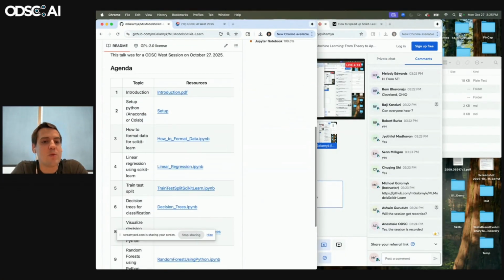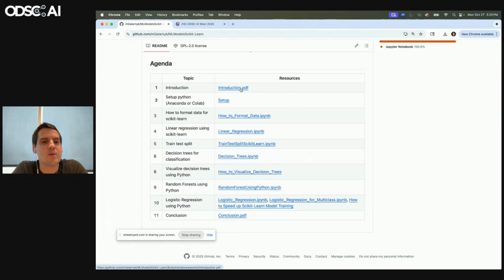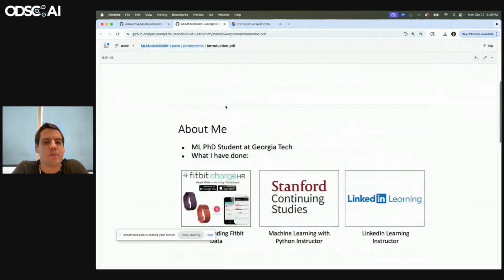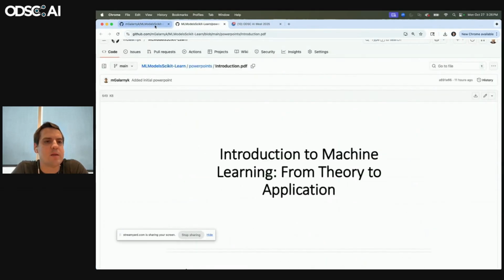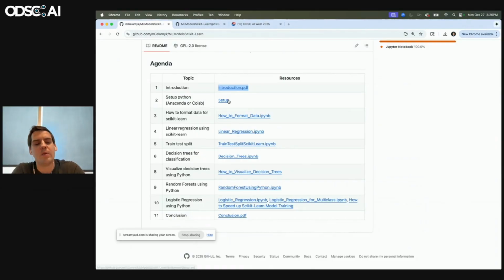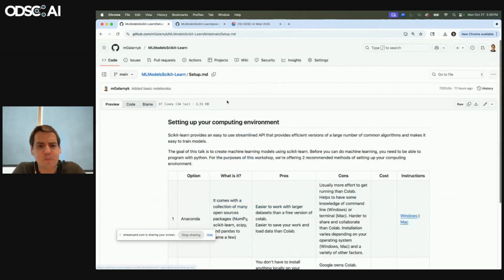We'll go through quite a few things. The first thing we'll do is have an introduction. This is what I'll go over right now. I'm not going to spoil the slides, so to speak. Basically, what is machine learning? Why do we care? And then why are we using Scikit-learn to do machine learning for this 2-hour session?